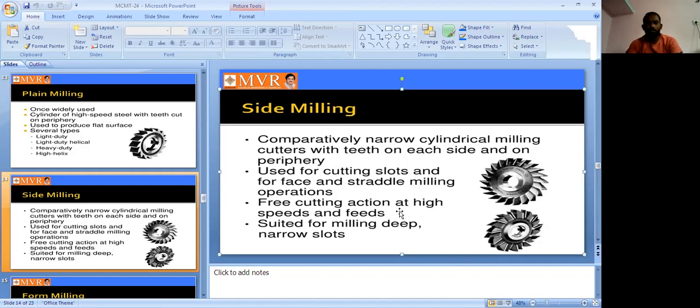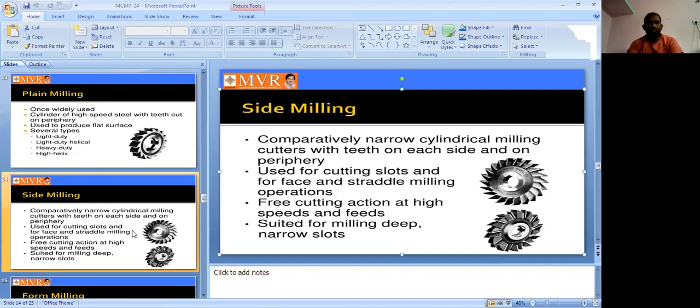Okay, so it is suitable for milling deep narrow slots. Majorly this kind of side milling cutter is suitable for milling deep narrow slots. By using the side milling cutter, we produce a comparatively narrow cylindrical milling cutter with teeth on each side on the periphery. So it is used to cut slots. Majorly, side milling cutters are used to cut slots.